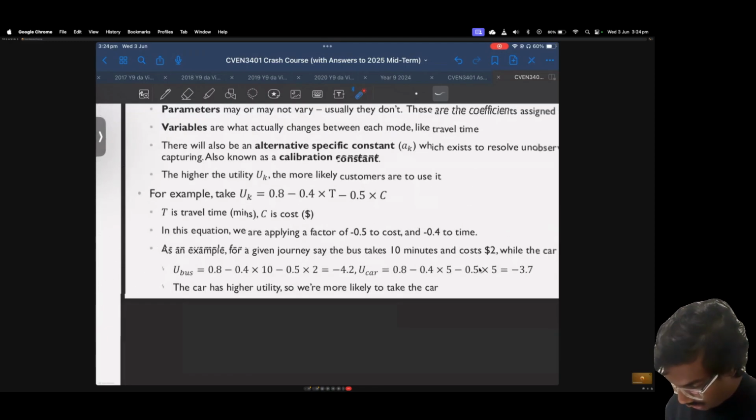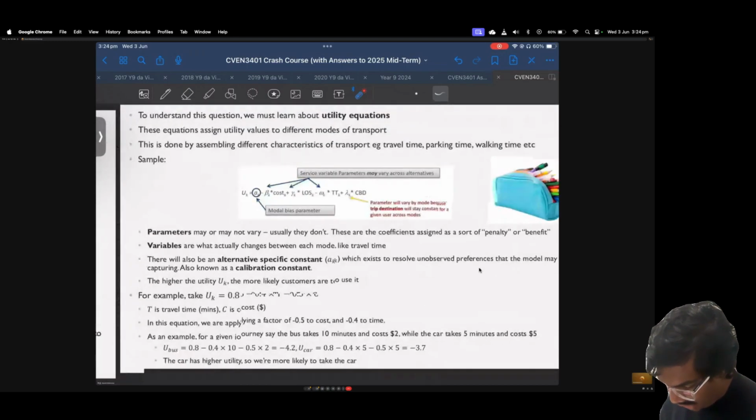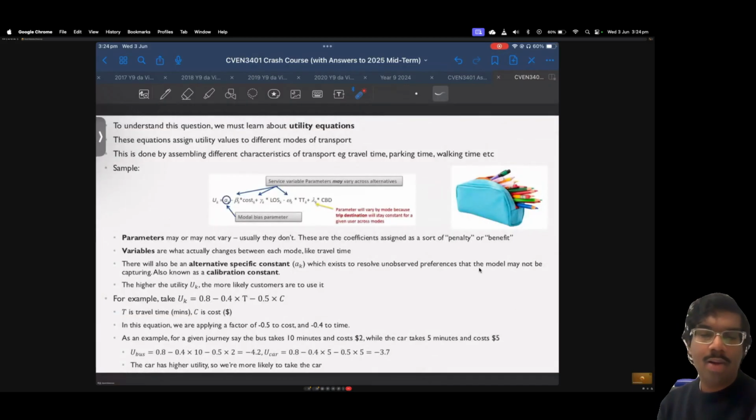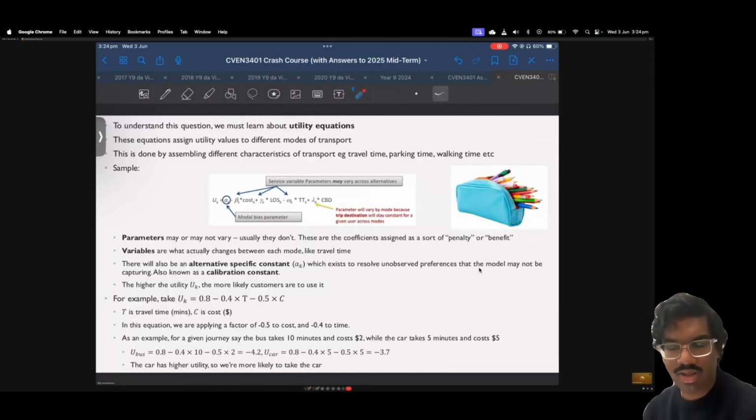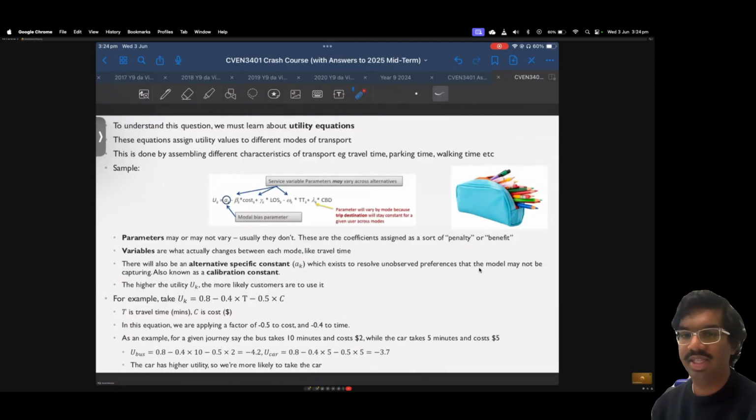Okay, so for example, let's say we have a bus journey that takes 10 minutes and costs $2, while the car takes 5 minutes and costs $5. You just plug in those values, and for the bus you end up with a utility of minus 4.2, whereas for the car you end up with a utility of minus 3.7. So which one's lower? The car has a higher utility, so we're more likely to take the car. Hope that makes sense.